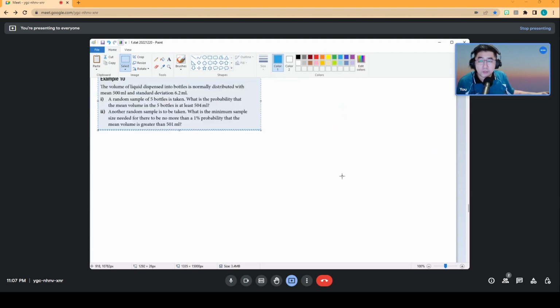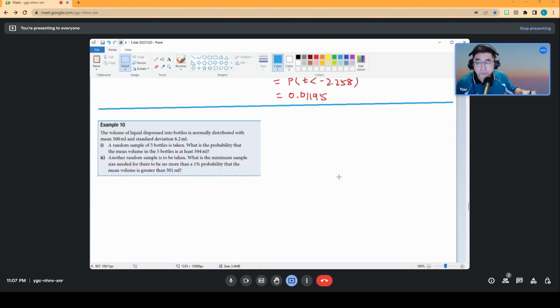Let's look at the second one, example 10. The volume of a liquid dispensed into a bottle is normally distributed with mean 500 ml and standard deviation 6.2. So the volume is normally distributed with 500 and 6.2 squared. A random sample of 5 bottles, so n equals 5.